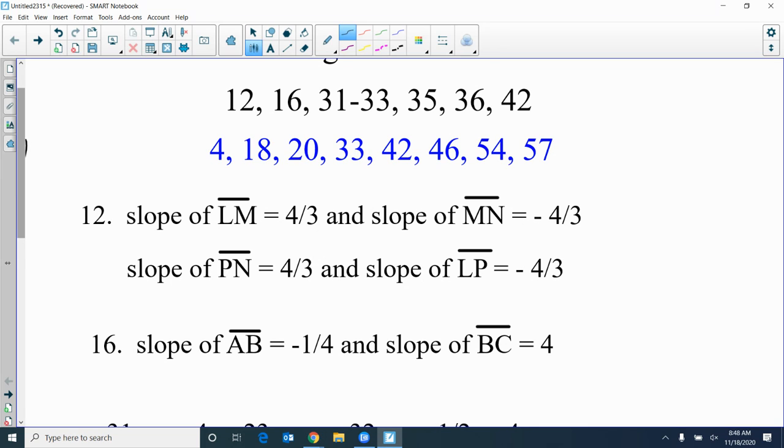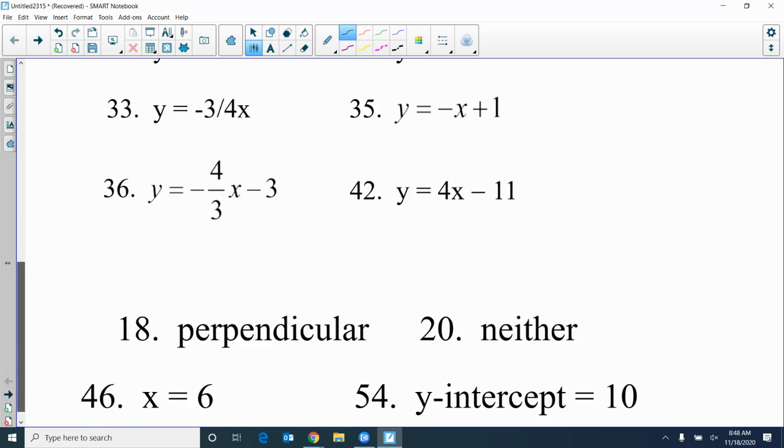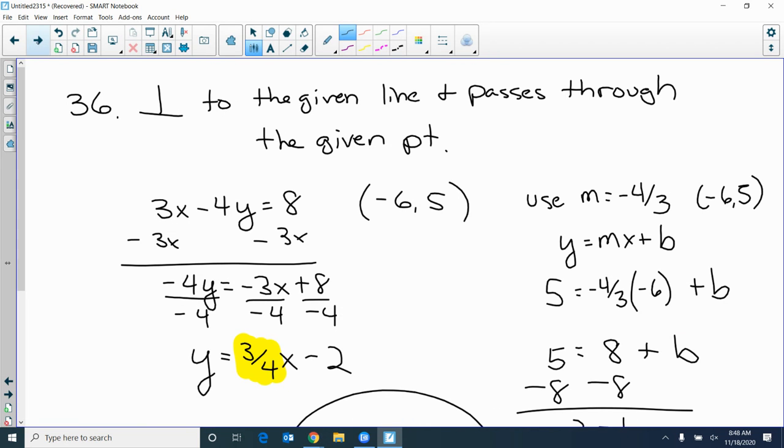Amanda, did you get 42 right? I think so. You think so? Did you get y equals 4x minus 11? Yeah. Then that would be a yes. Good. All right, now here's, I think, your other answers.